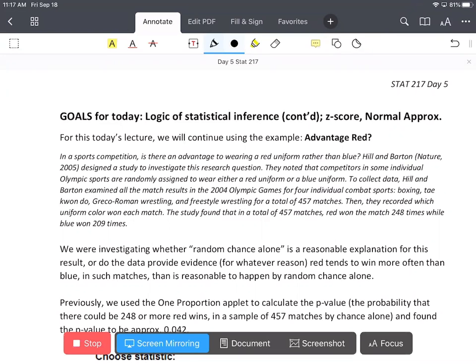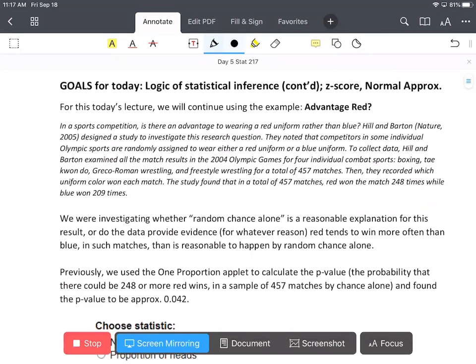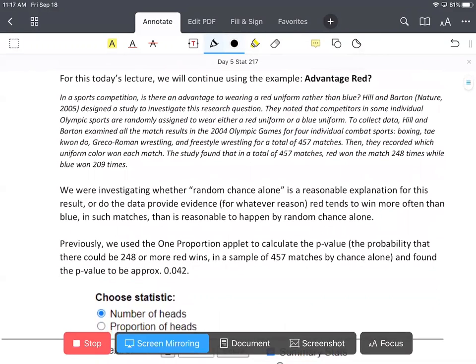Also, if you can take a moment and reacquaint yourself with the advantage of red uniforms versus blue uniforms. Reread the research question and make sure that you understand it. Remember, we were investigating whether random chance alone is a reasonable explanation for this result that red won more often than blue, or did the data actually provide some evidence that red tends to win more often than blue in these kinds of matches? Once again, we can't talk about large team sports because we're looking at individual combat sports.